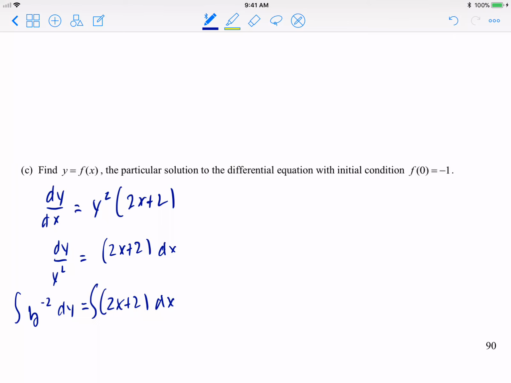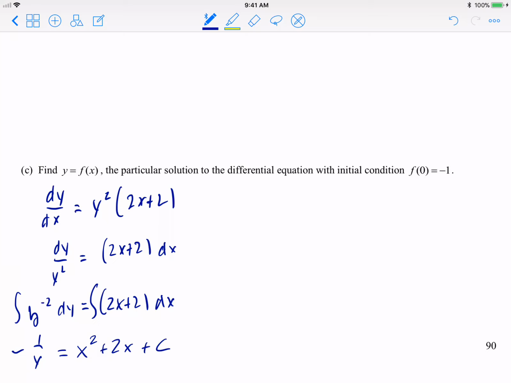Okay, so the antiderivative of y to the -2, I increase the exponent by 1, so it becomes a -1. I then divide by the new exponent, so dividing by -1 puts a negative there. And then y to the -1 is just 1 over y. This is going to equal the antiderivative of 2x plus 2. So that's going to be x squared plus 2x plus c.